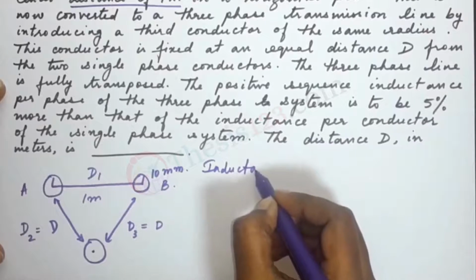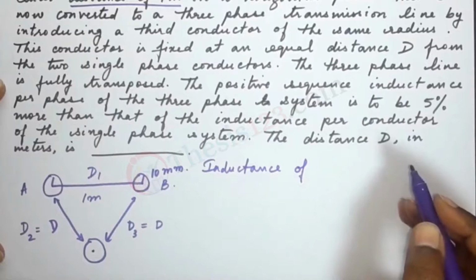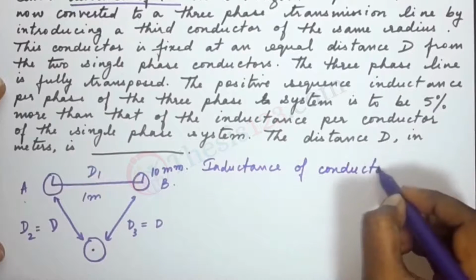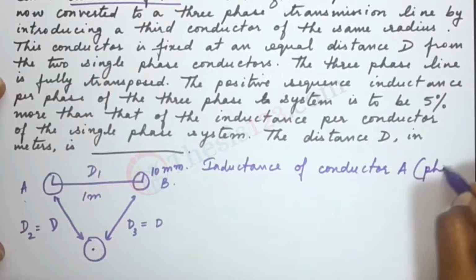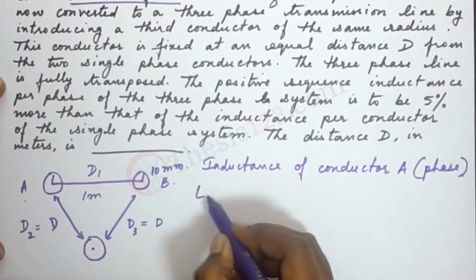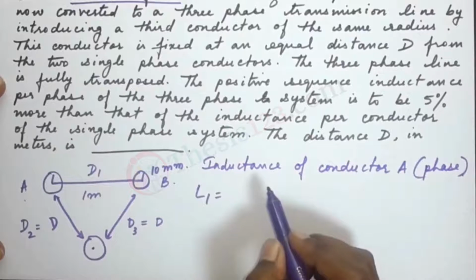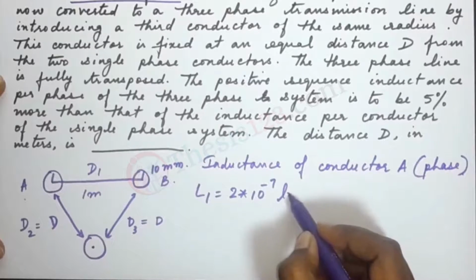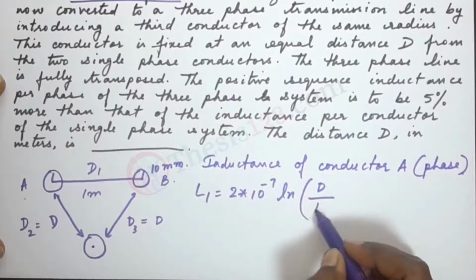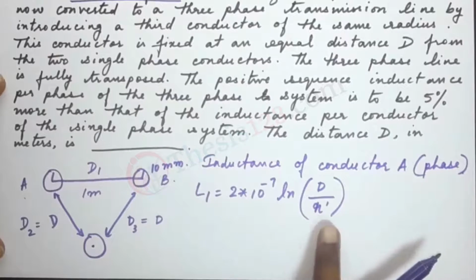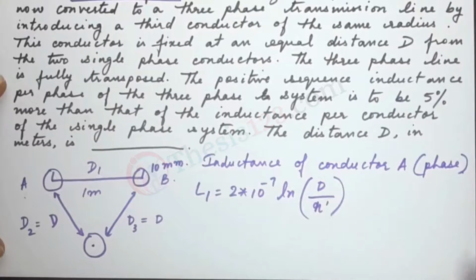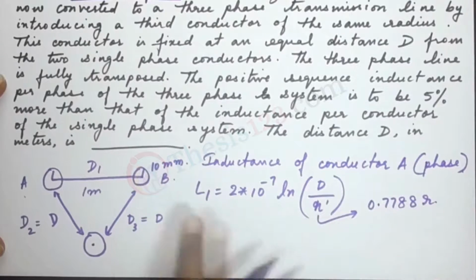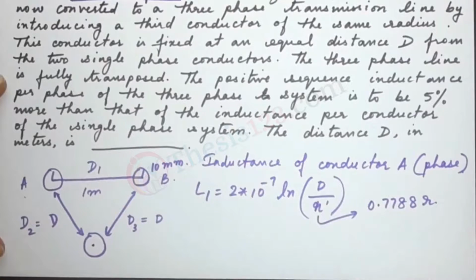So the inductance of conductor A, the first phase. L1 is equal to, we will have to use the formula for the inductance of a conductor per phase. That's 2 into 10 power minus 7 ln of d by r dash. R dash is the geometric mean radius of the conductor, and the geometric mean radius is given as 0.7788 r. R is the radius that is given to us.